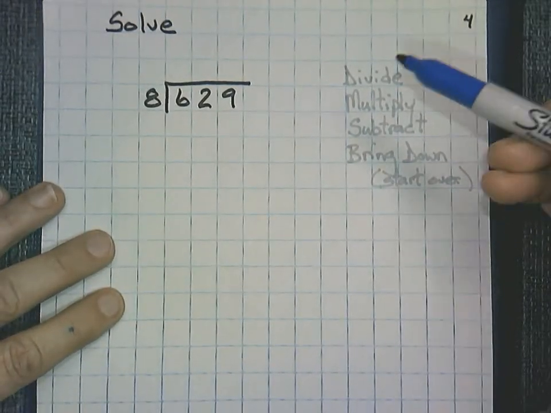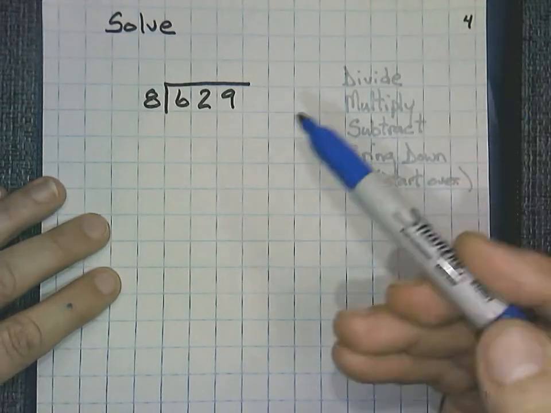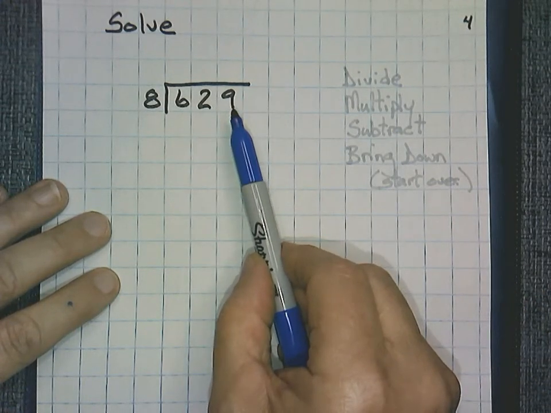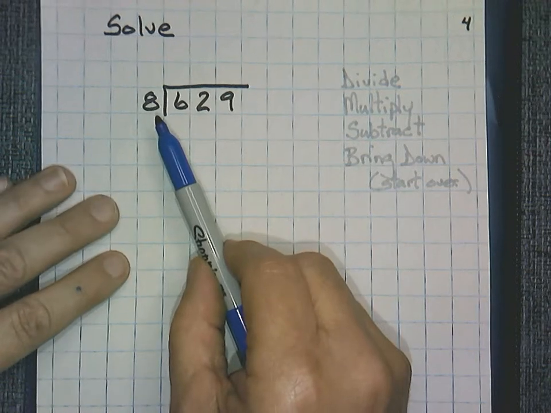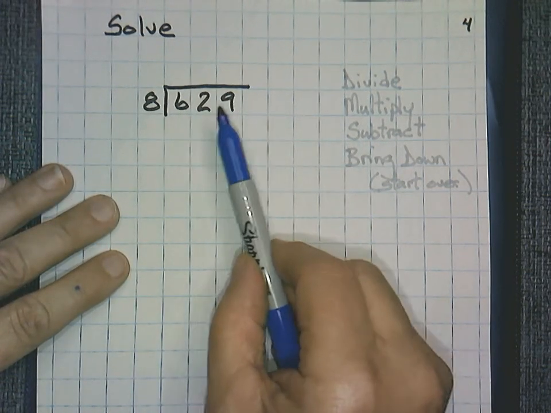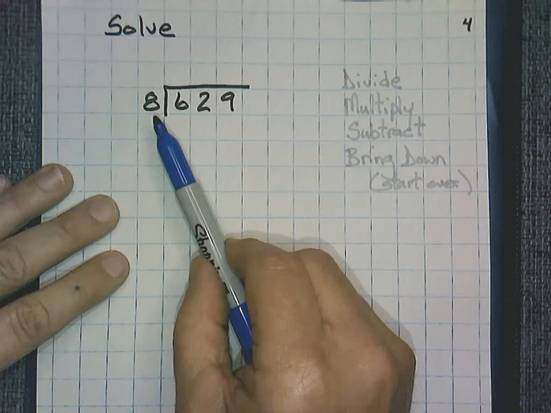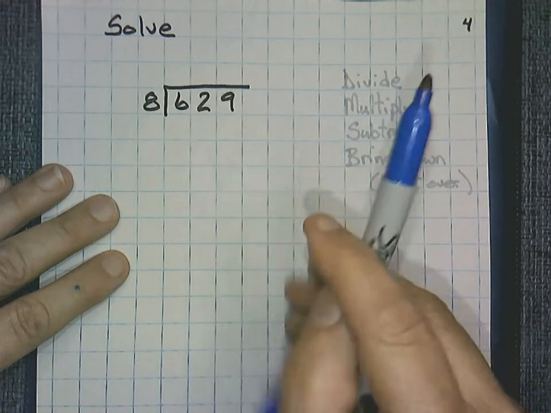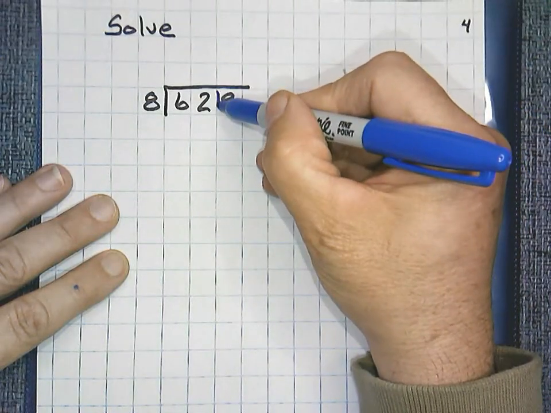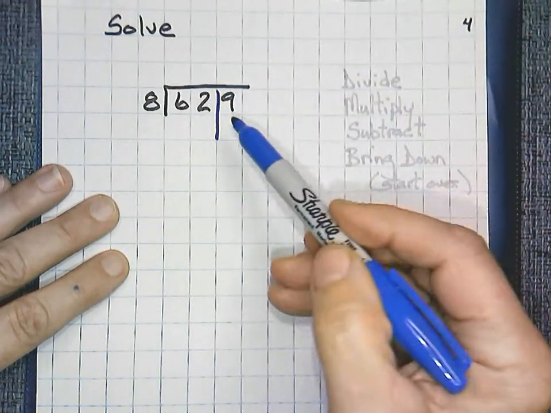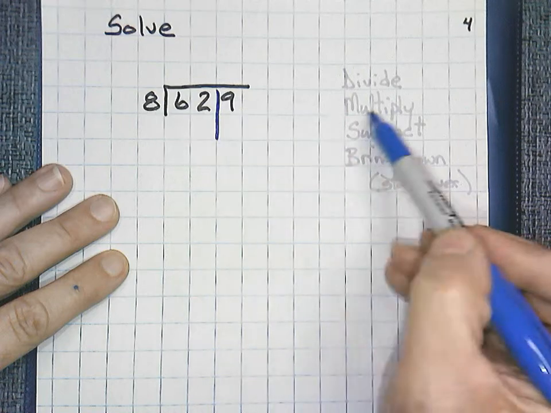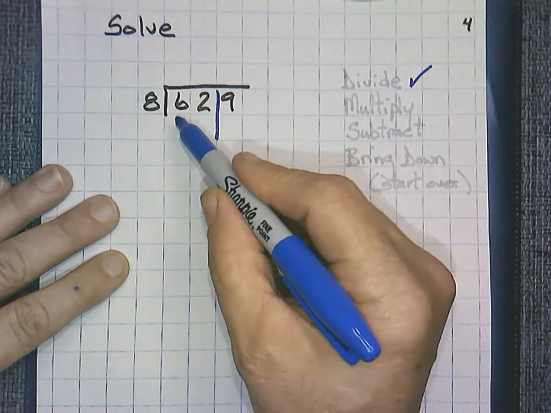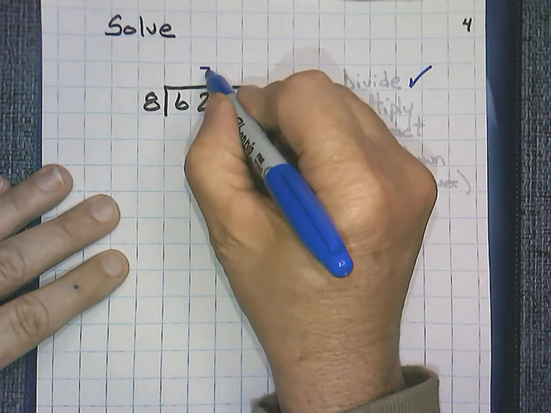Solve, and we're going to use our 4-step process. First, we're going to look to divide. 629 divided by 8. I start left to right. Well, 6 cannot be divided by 8. It's simply too small, but 62 can be. I'll draw that line just so that we focus on our 62. 62 divided by 8 using our first step of divide would be 7.